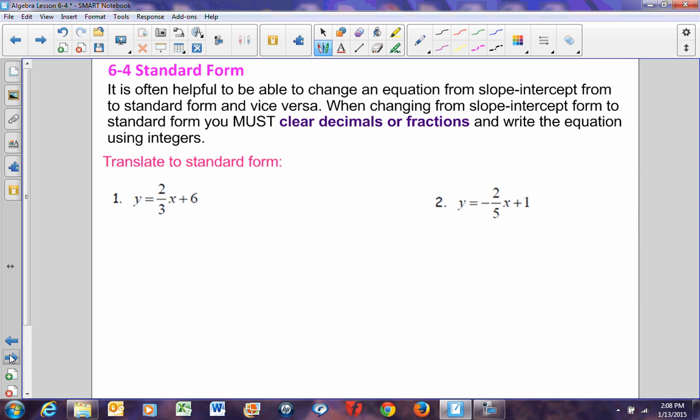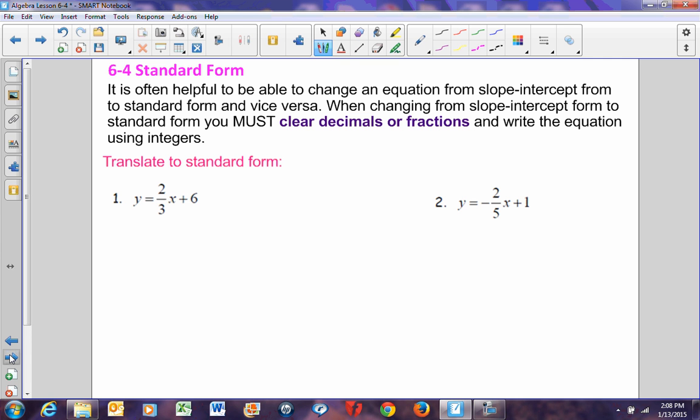The last thing we're going to do is learn how to convert from slope-intercept form to standard form. We already know how to convert from standard form to slope-intercept form. We solved it for y. We did that back in chapter 5, and we're doing it again in chapter 6, but sometimes we have a difficult time translating this to standard form.